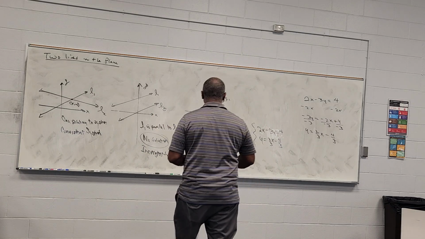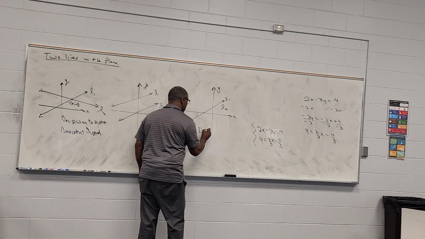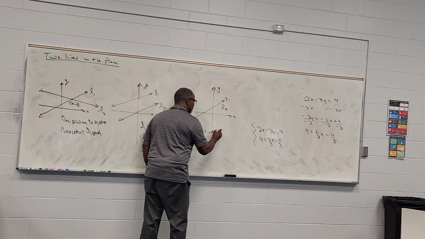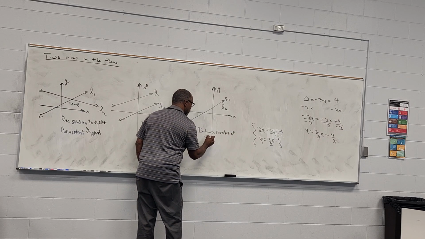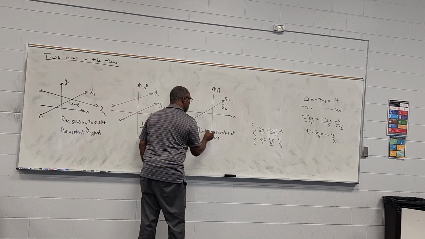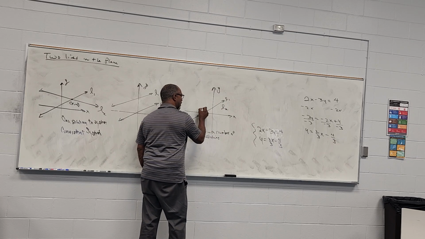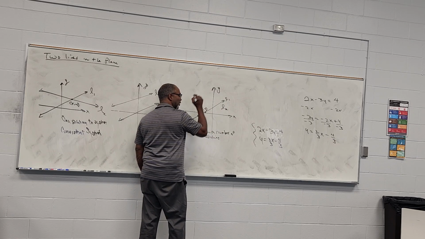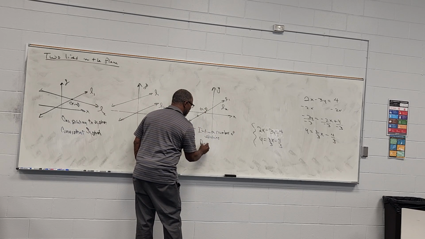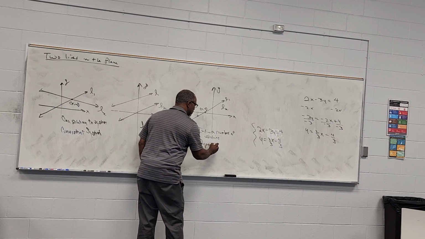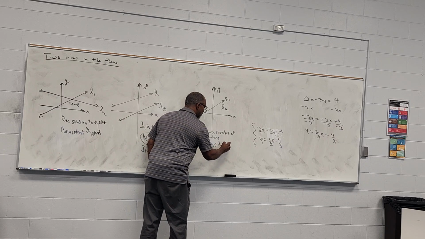If they're the same line, there are an infinite number of solutions, because every point that's on the first line is on the second line. So any point that's on one line is on the other, and there's an infinite number of solutions. This is called a dependent system.